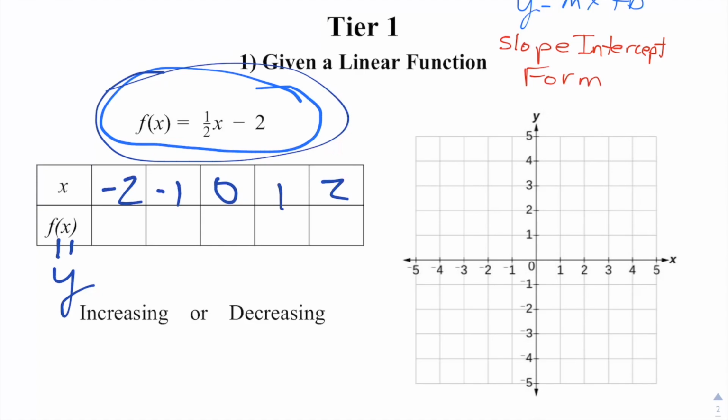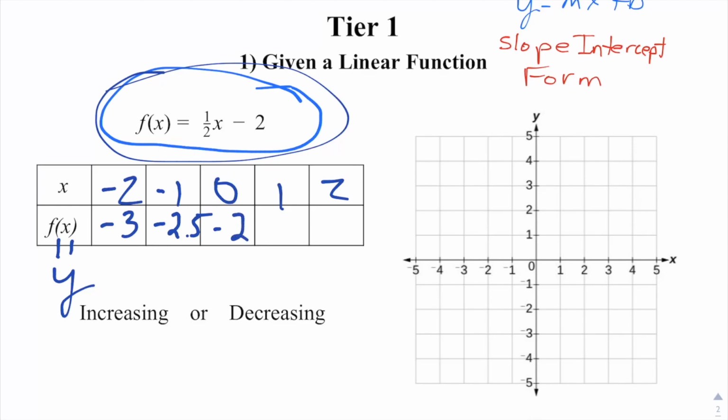So if I plug -2 into this function, I get 1/2 times -2, which is just -1. -1 minus 2 is -3. If I plug -1 into my input, I get -1 times 1/2, which is -1/2, minus 2, which is -2.5. If I plug 0 into my function f, then I get 1/2 times 0, which is 0, minus 2, which will give me an output of -2.